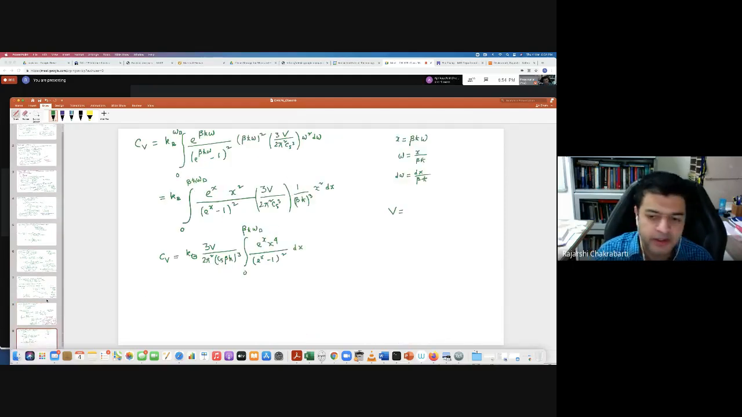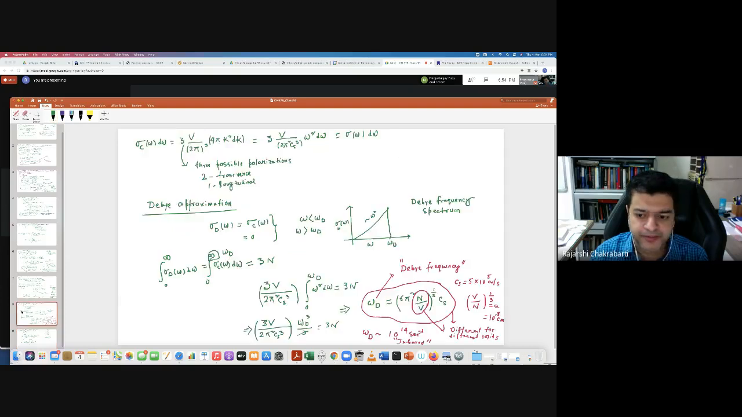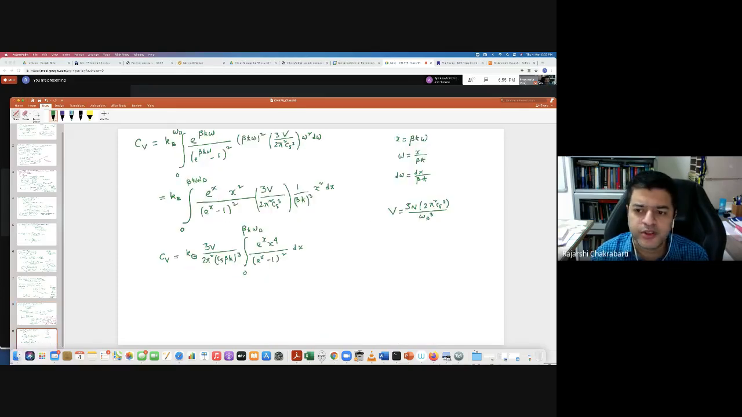So actually your v, if you go and check, is nothing but 3n twice pi square cs cube by omega d cube. Remember, this is how V is. Essentially, I'm using this expression: 6 pi square, omega d cube divided by cs cube equal to 6 pi square n by v, and then you can calculate v from there, isn't it? This is going to be this if you go and check.